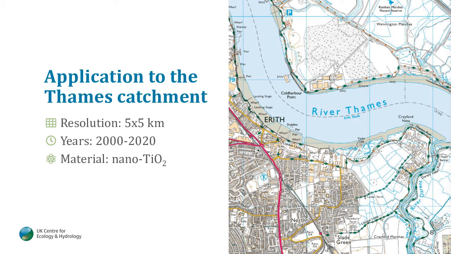So just to wind back a bit and give you an example of some of the outputs from the model, I'm just going to show you some results for this scenario here, which is running the model for the Thames catchment in the UK using a grid resolution of 5 by 5 kilometres for the years 2000 to 2020 and for nano-titanium dioxide. And this scenario is based on modelled releases. So they're quite realistic, spatiotemporal releases of nanomaterials to the environment.